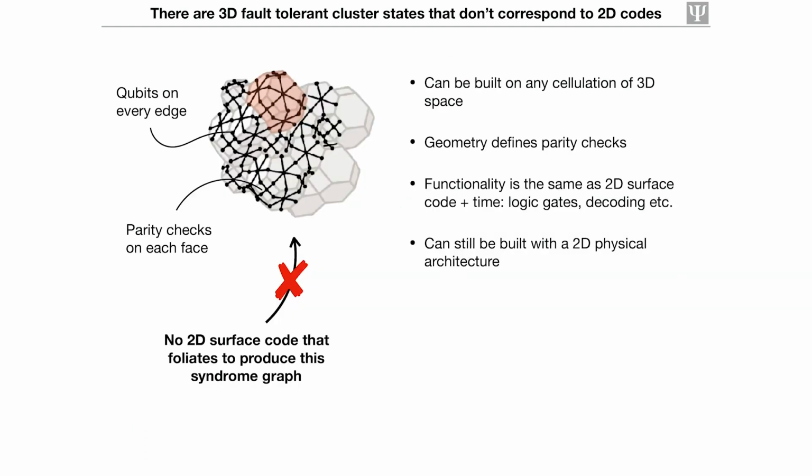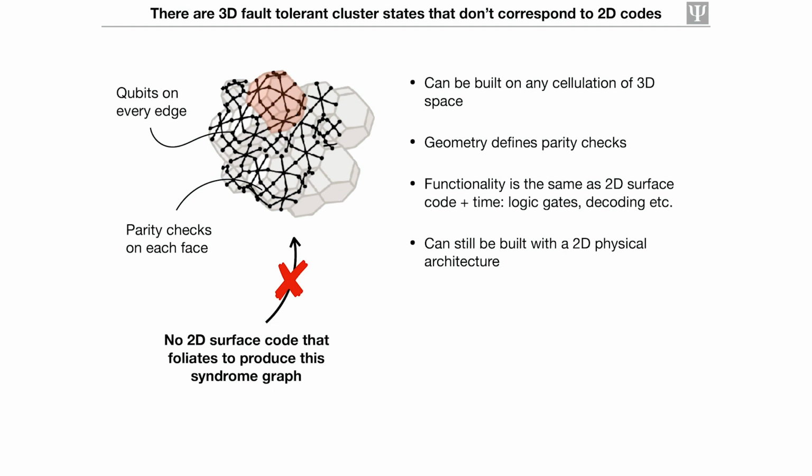And you can see what it looks like if you define the cluster state on this. You're basically just wrapping this construction around the cells by putting qubits on every face and qubits on every edge. Exactly the same construction that you use if you're building up the regular fault-tolerant cluster state. So the thing about this state is that it looks kind of unusual. It looks like a weird geometry.